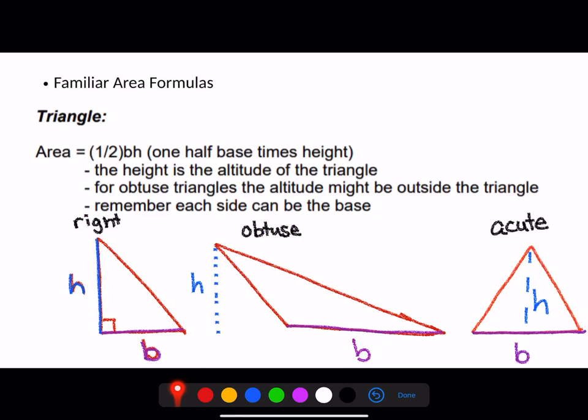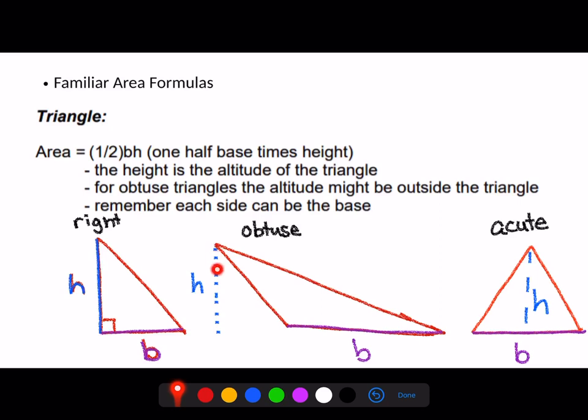All right, so moving on to familiar area formulas that we should already know. The first one is the triangle. So the area of a triangle is 1/2 base times height. The height is the altitude of the triangle. So again, altitude goes from one vertex down to the other side length and intersects at 90 degrees. On a right triangle, it's just one of our sides that's not the hypotenuse, one of the legs.